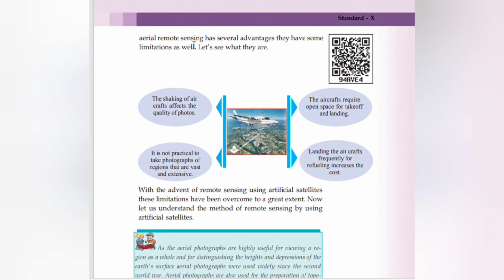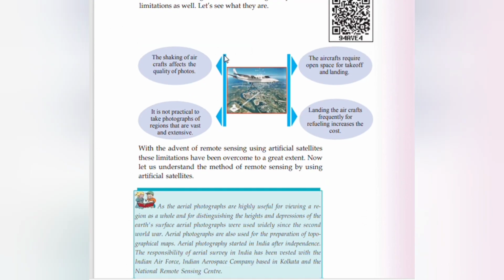Aerial remote sensing has several advantages. They have some limitations as well. Let's see what they are.